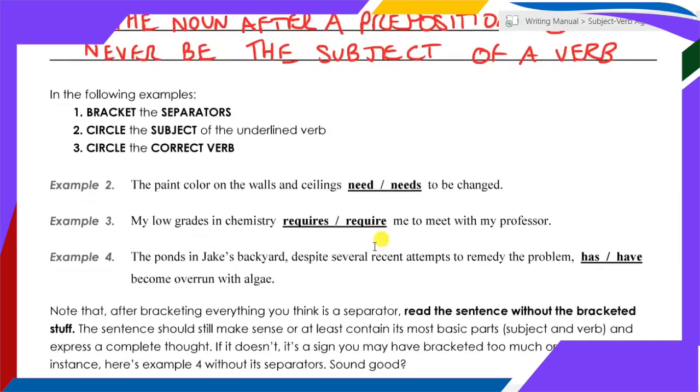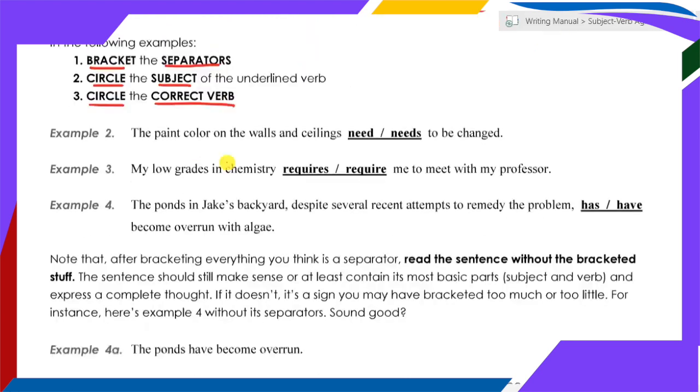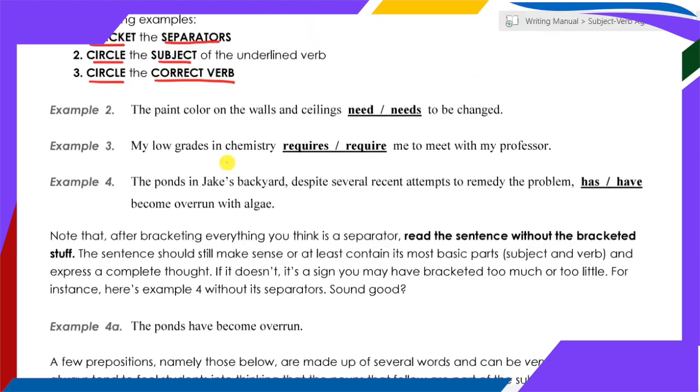In the examples below, we are doing three things. We are bracketing separators, we are circling the subject of the verb, and then we're going to circle the correct verb, of course. If you want to do these on your own, and I recommend that you do, press pause and then come back and join us after you are done.